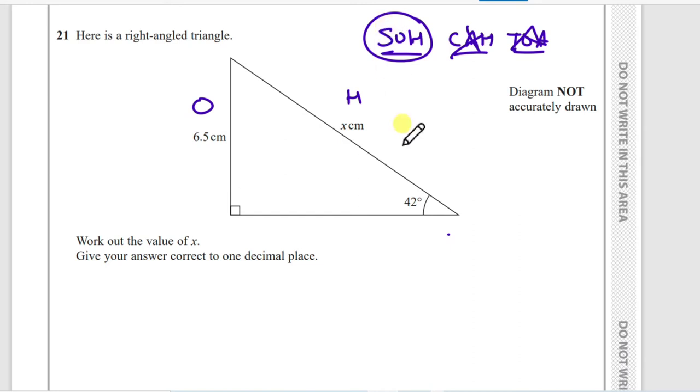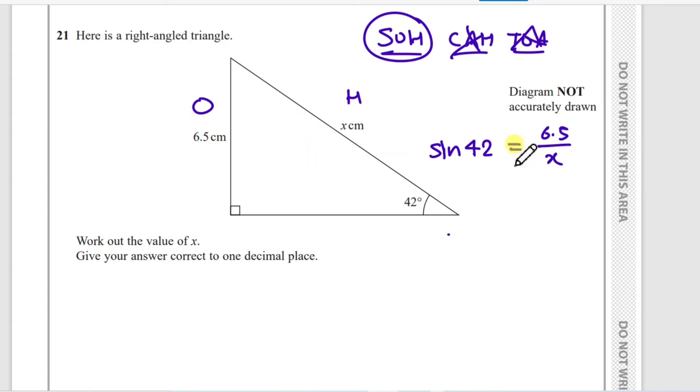This means S, sine of the angle. So the formula is sine of the angle. So sine 42 is going to equal O over H. So that's how it is. Sine equals O over H. Well, O is 6.5 and H is X.